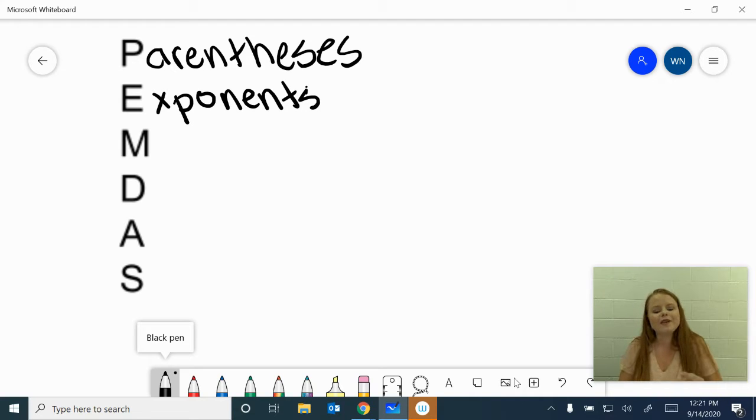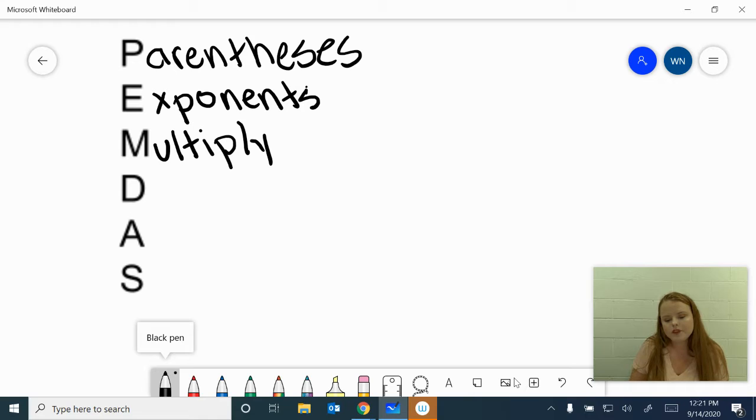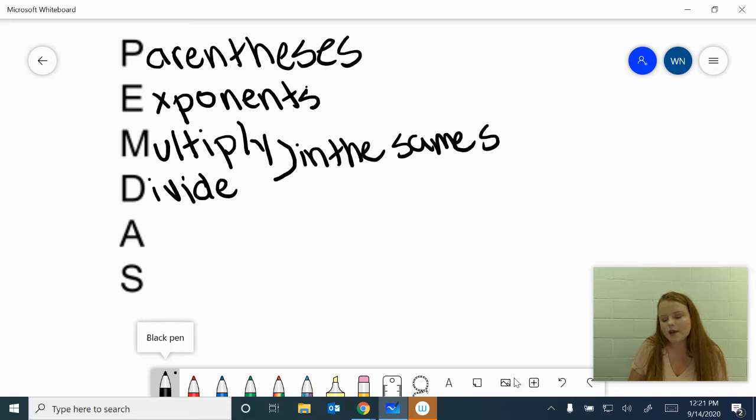Now with this M and D, you know that it's parentheses first, exponents next, multiplication and division in the same step. So we know it's multiplication and division. But what's really important, and you need to make a note on yours, is that these are in the same step. That is so important.